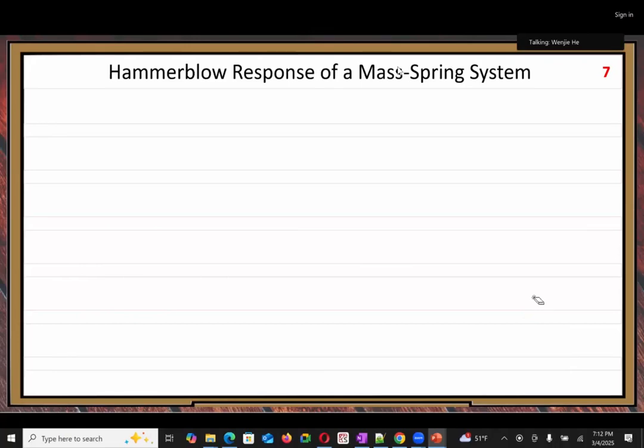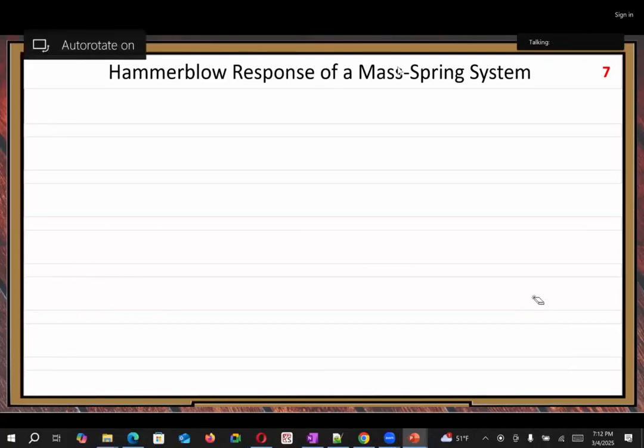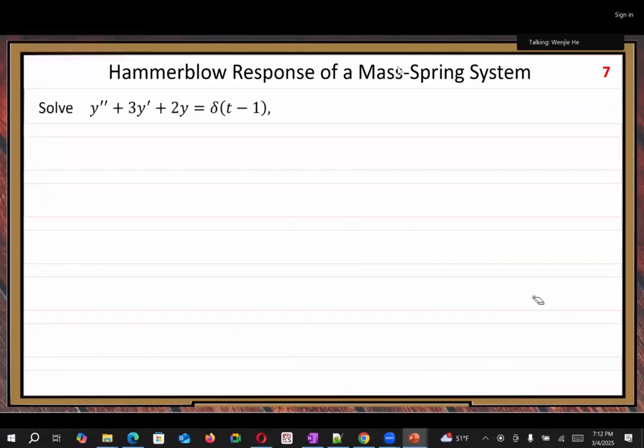A delta function. Okay, model this hammer blow response of a mass spring system. So this time you can see the driving force. We model that hammer blow type force, impact type, with initial values.